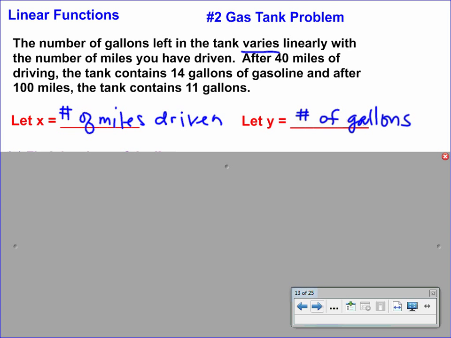If I let X be the number of miles driven and Y be the number of gallons in my tank, then I can pick out two key points. Go ahead and pick these out with your partner and write them down. Be ready to share with the class. I'm going to call on you. What two key points are we given that satisfy this linear relationship in the word problem? Be ready to share when I call on you.